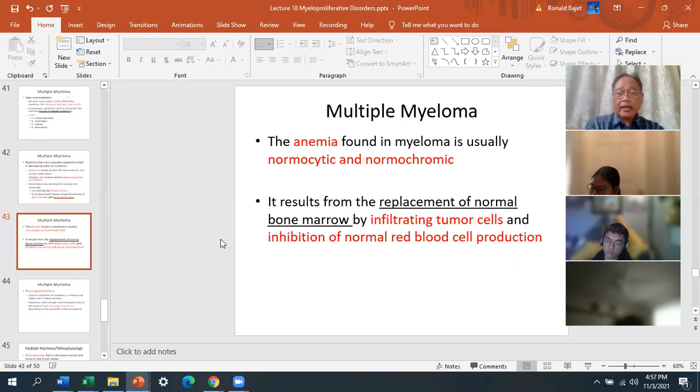All right. Anemia found in myeloma is usually normochromic normocytic, normal central pallor and normal size. And multiple myeloma also results from the replacement of normal bone marrow, as any cancer does, by the infiltrating tumor cells and the inhibition of the normal red blood cell production. So that's usually what cancer does when it infiltrates the bone marrow, not only multiple myeloma, but as I mentioned earlier, the leukemias or cancers. You get bone marrow involvement.